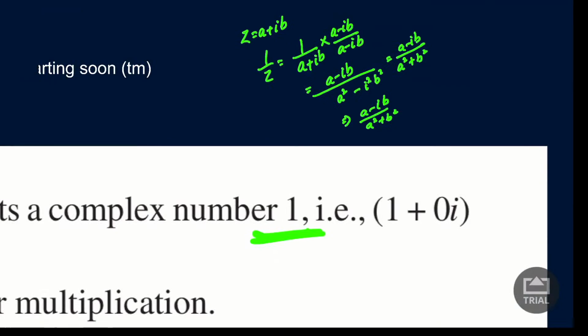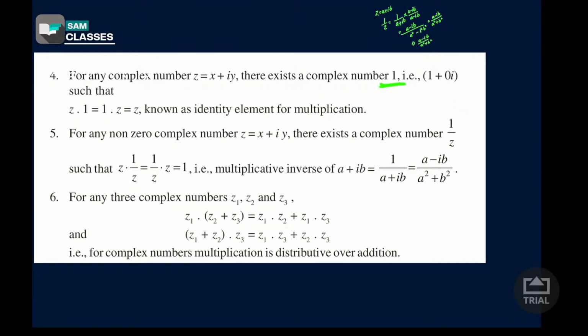So this is a minus ib by a square plus b square. Clear, everyone? So everybody find out what will be the answer for this. Find 1 by z.